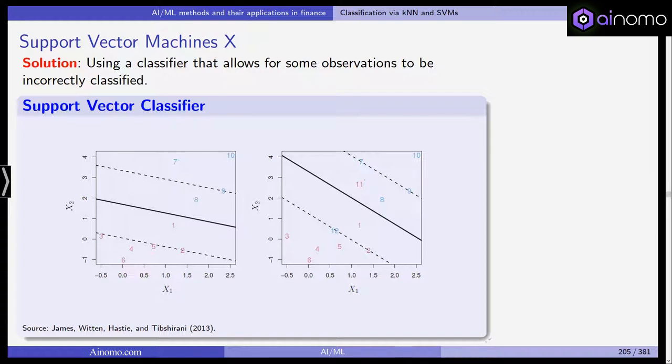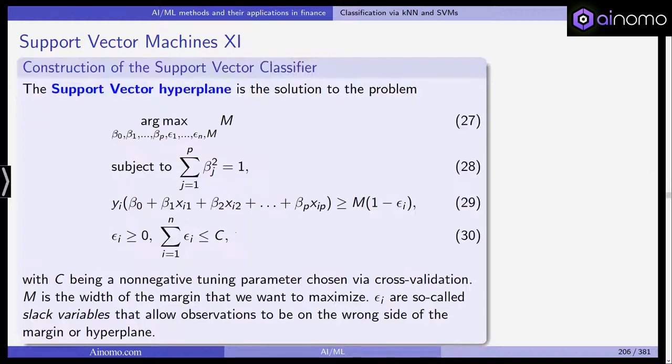For example, if we add this observation 11 and this observation 12, even though 11 is red and 12 is blue, the decision boundary doesn't change too much due to these newly added observations, which make the decision boundary no longer a separating hyperplane. So we want to have a little discretion when it comes to the classification of the observations, and this is what the support vector classifier does.